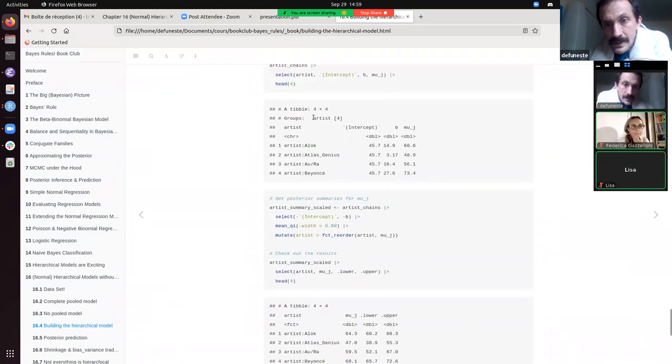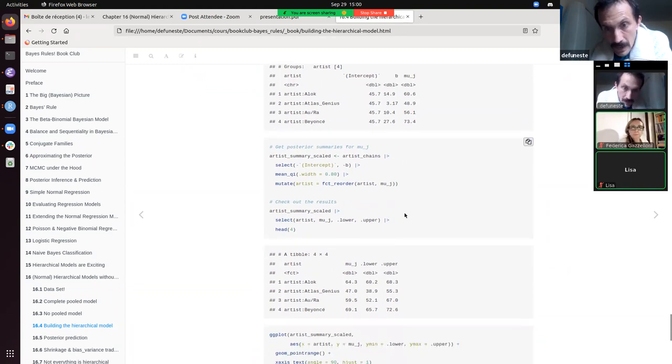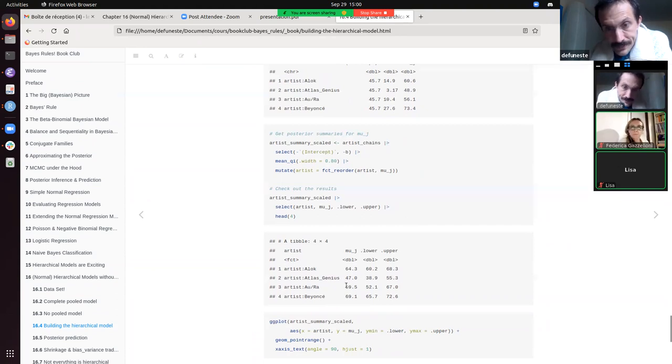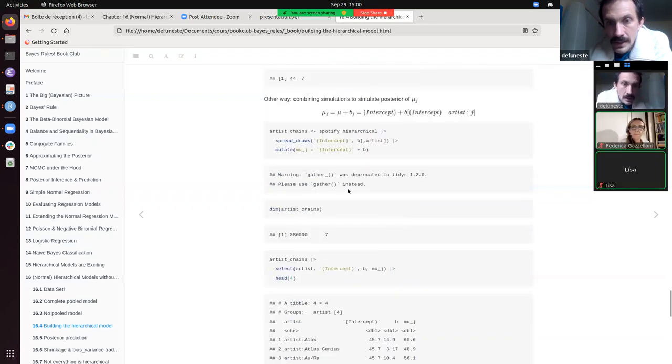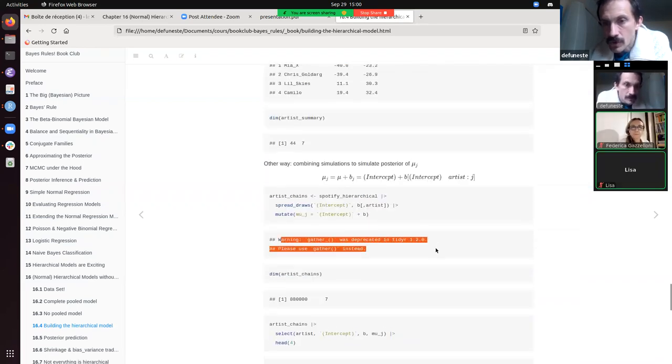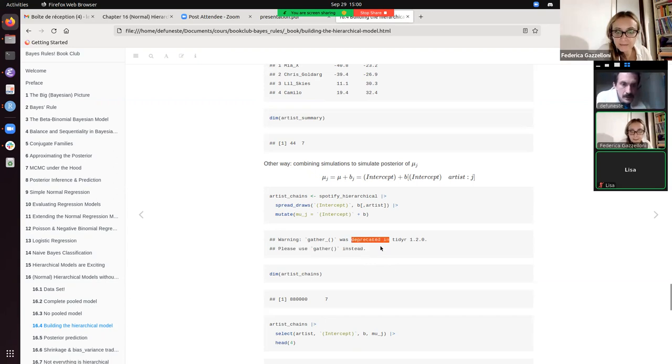And that's it. When you have this huge simulated data, we can do every kind of summary we have done before. Nothing new to do. The difficult part is understanding how to produce this. See, I had the warning here. Maybe I was wrong, Frederica. The pipe also produces the warning of gather, which will be deprecated. But gather is inside some other function. Yeah, it's inside spread draw.